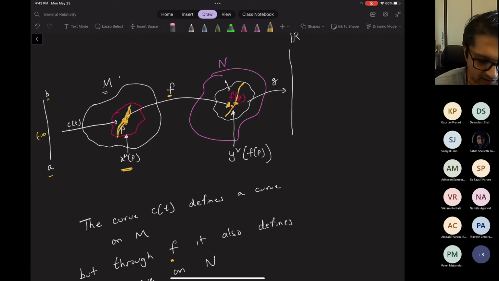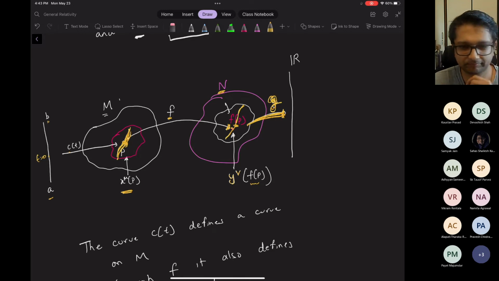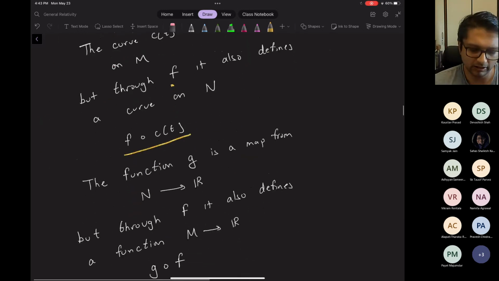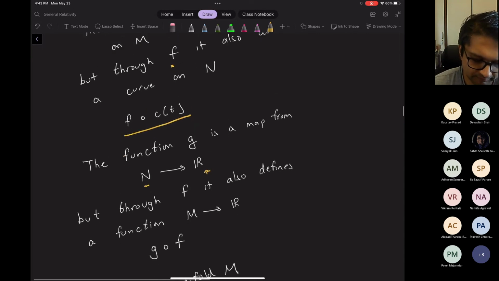Now we assume that this point F of P has some coordinates y nu. And now we'll assume the existence of some function g. This is a smooth function on the manifold N, a smooth function that takes us from N to the real numbers. So the function g is a smooth map from N to R. But now here's the interesting thing.